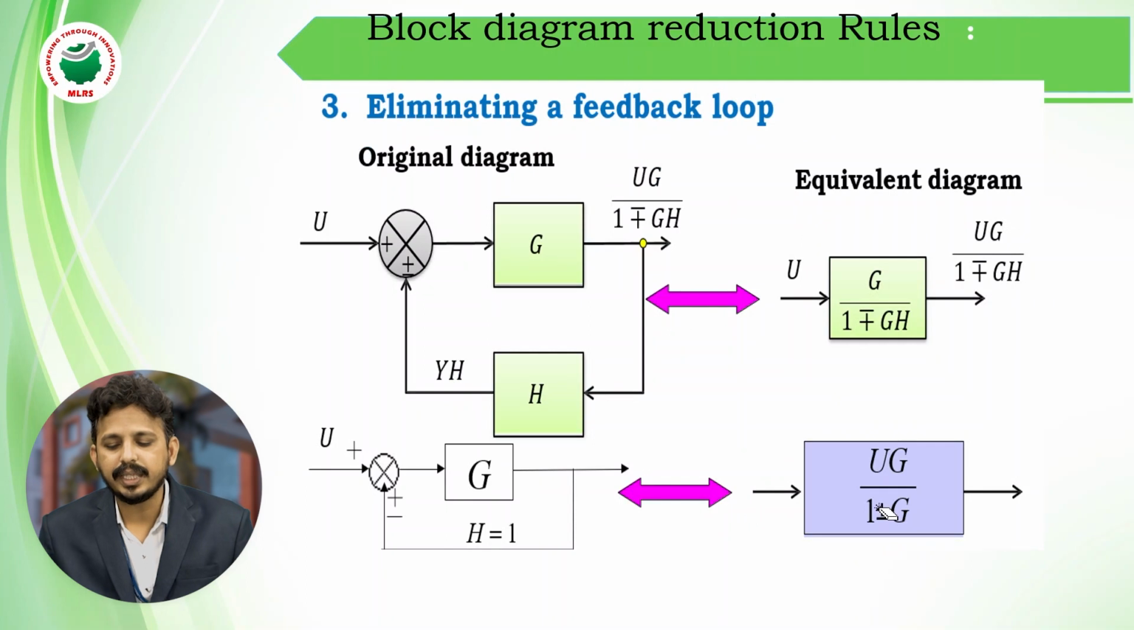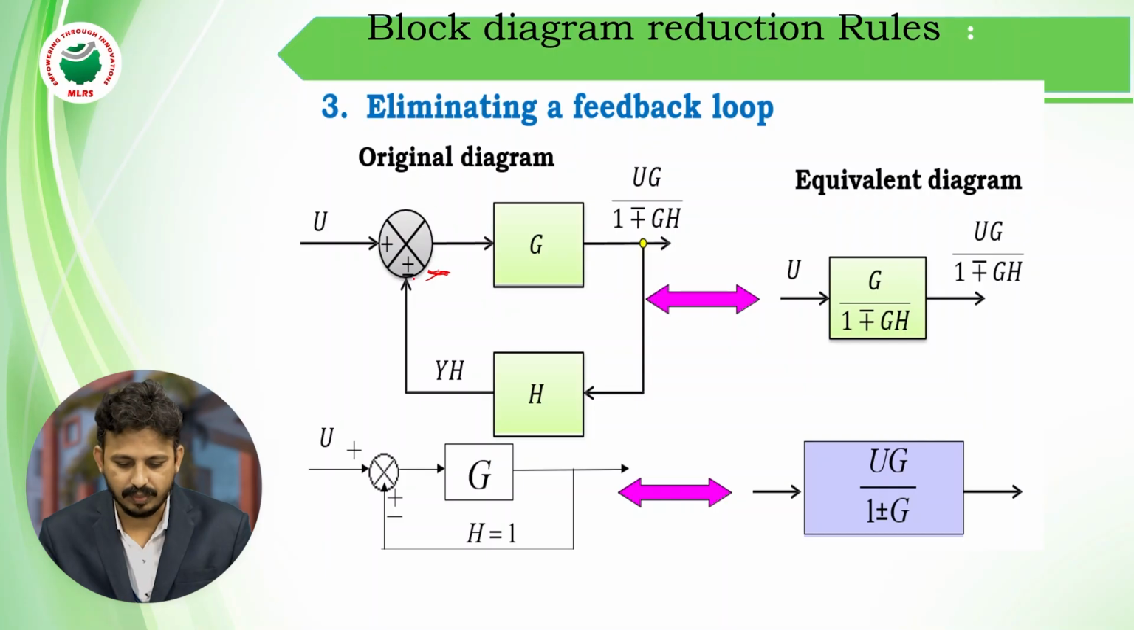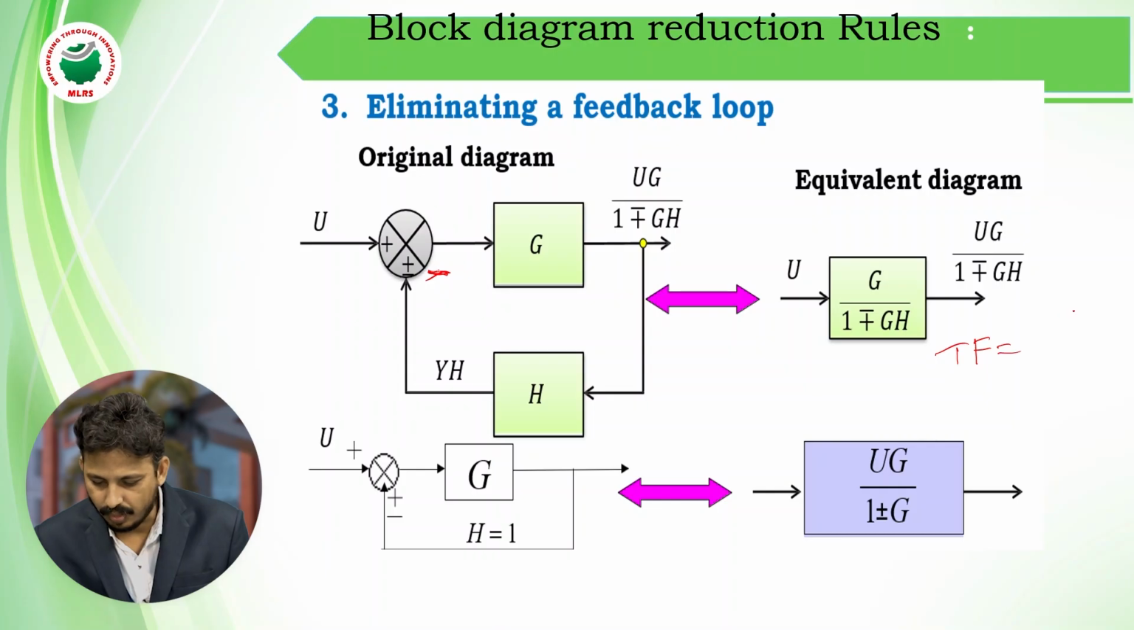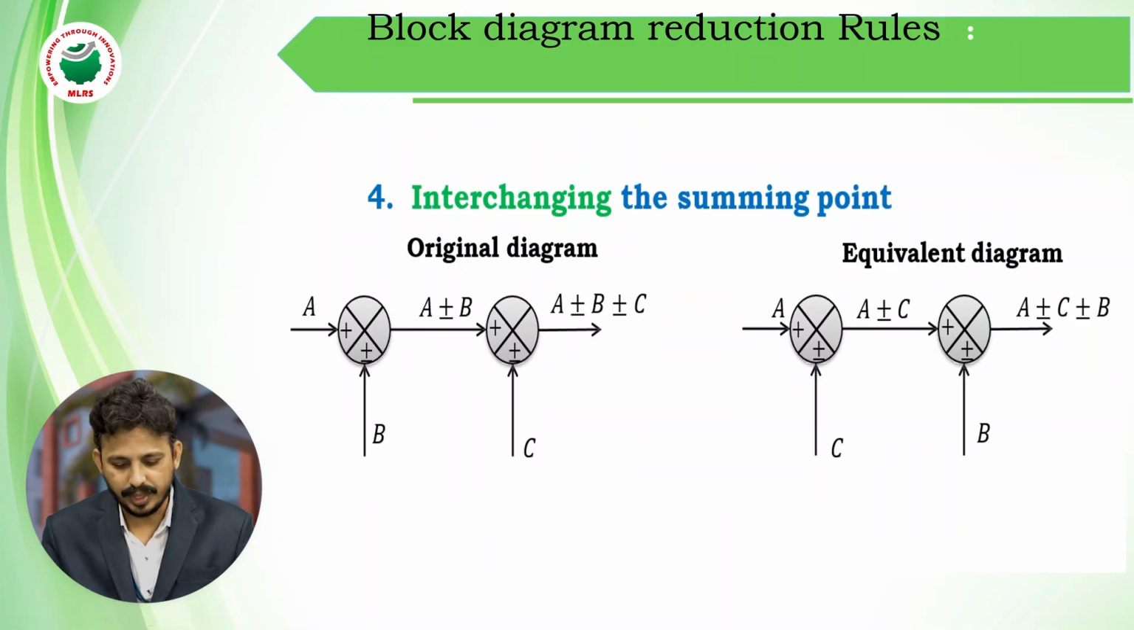Next rule, eliminating the feedback loop. So for eliminating the feedback loop, it is either a positive feedback system or a negative feedback system. If it is positive here, then it is a positive feedback system. If it is negative, then it is a negative feedback system. For a feedback system, the transfer function gain is output by input, which is equal to G by 1 plus GH if it is negative, and G by 1 minus GH if it is positive. That's it.